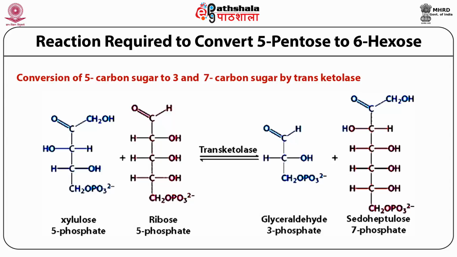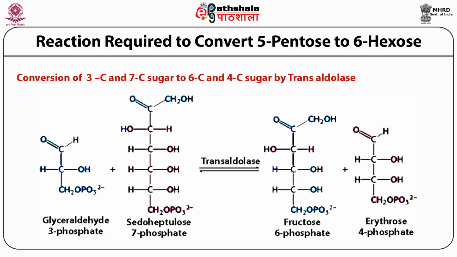Transketolase transfers a 2-carbon fragment containing a ketone group from xylulose 5-phosphate to ribose 5-phosphate. Transketolase requires TPP, a derivative of vitamin B1, as a coenzyme, and magnesium ion as a cofactor. Transfer of the 2-carbon fragment to the 5-carbon ribose 5-phosphate yields sedoheptulose 7-phosphate and glyceraldehyde 3-phosphate.